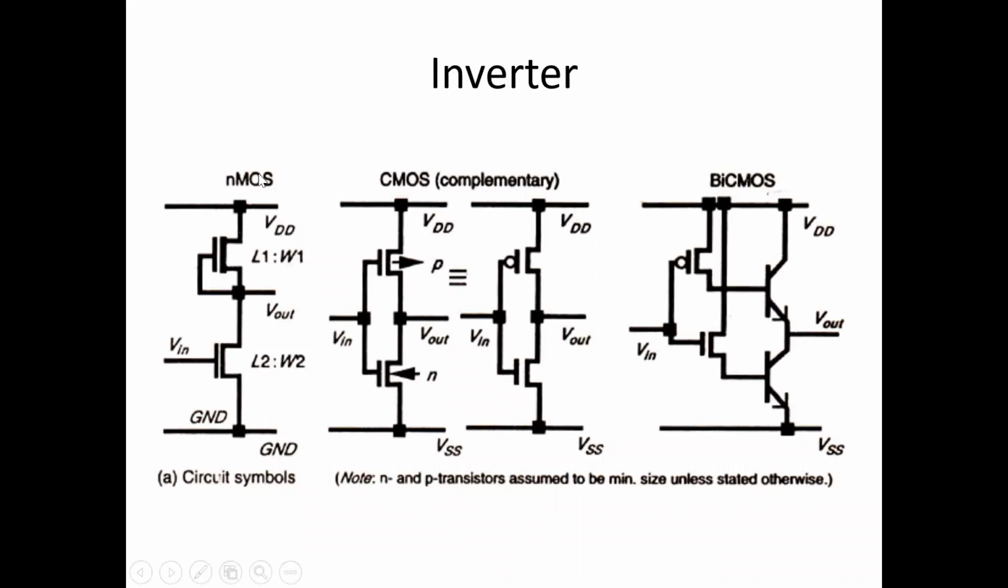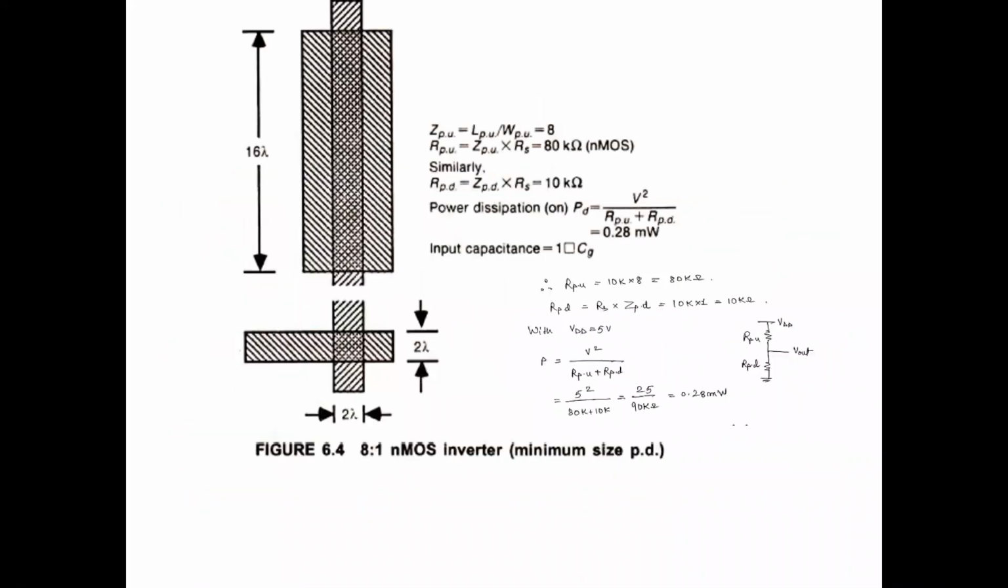As we have already studied, the inverter can be made of only N transistors, that becomes NMOS logic. And if we are using NMOS and PMOS, that becomes the CMOS logic. And here what we have is BiCMOS logic, that is, along with the CMOS design, we also have the BJT transistor, which represents the BiCMOS logic. The NMOS transistor can be designed with various aspect ratios. A few of them are discussed here.